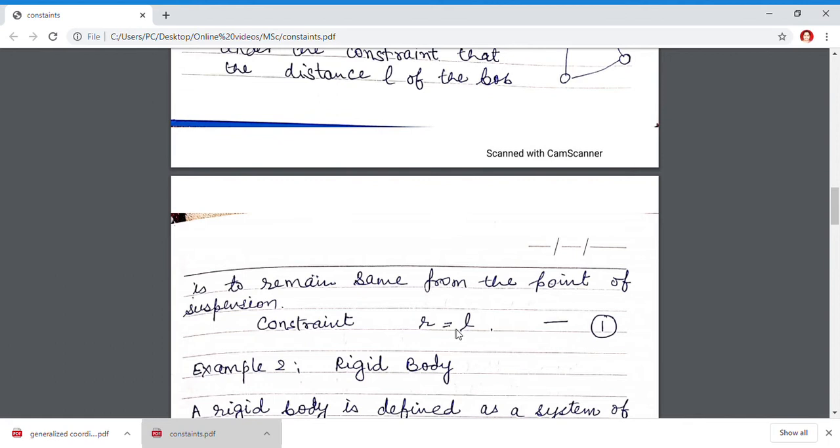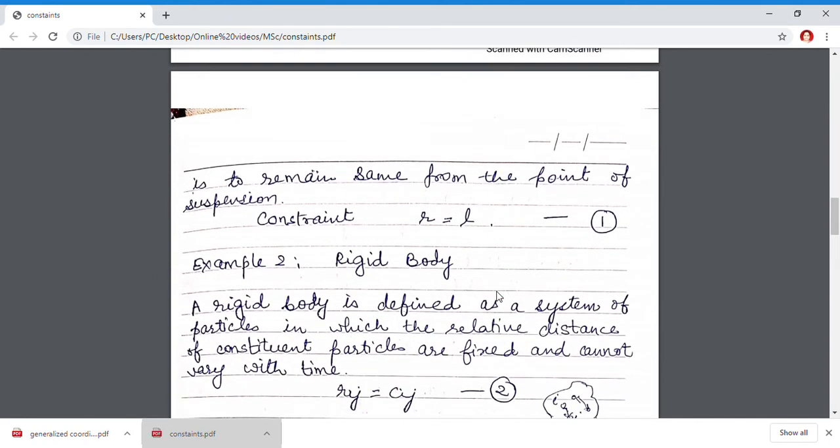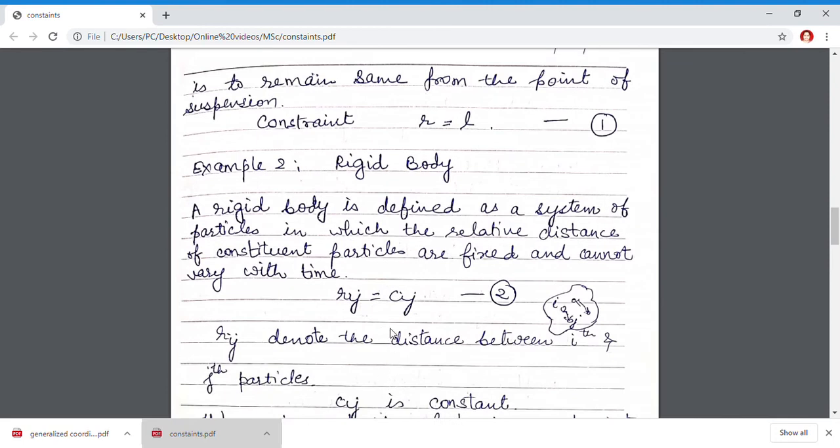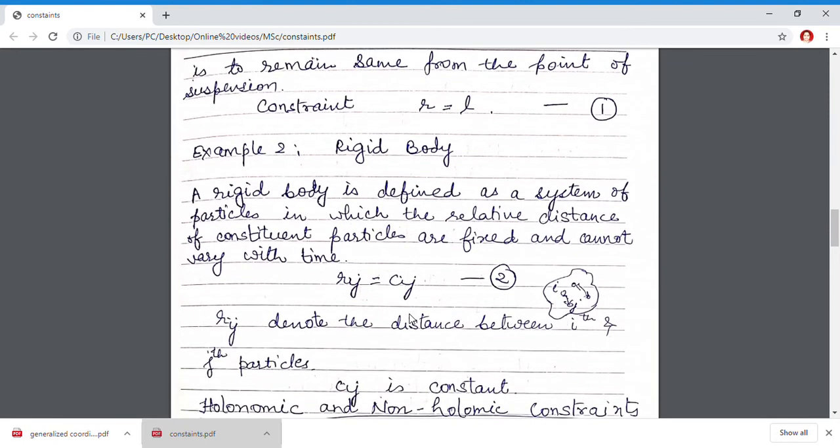Now I am taking another example. Another example is of a rigid body. What is a rigid body? A rigid body is a system of particles in which the distance between the constituent particles remains fixed. It cannot vary with time. For example, here in this diagram, I have taken two particles. The first particle is denoted by i, another particle by j. The distance between them is rij. Now I am imposing some force on this rigid body. Force on this body can change its shape, but the distance between these two particles i and j, that is rij, will always remain the same. That means rij will be equal to cij, where cij is constant.